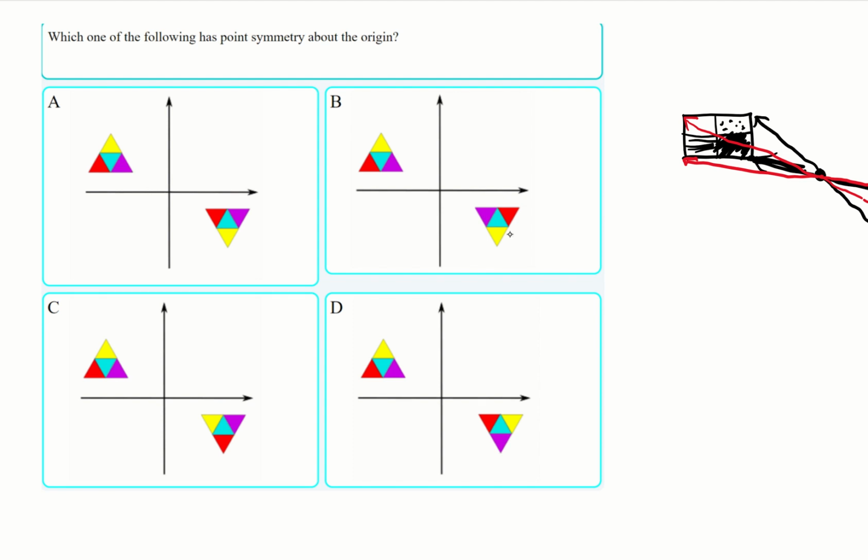So let me draw this better. Okay, so there's that. And then if I were to do it, I should have purple on that side, but I do not. I have red on that side. So this is not what we're looking for.